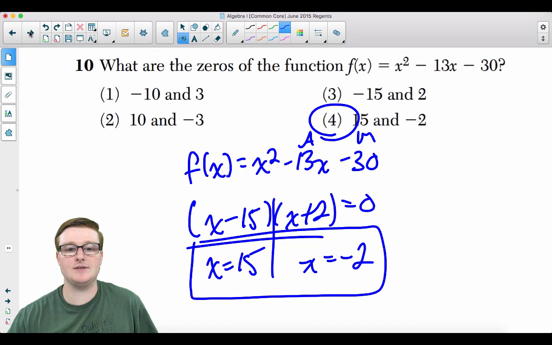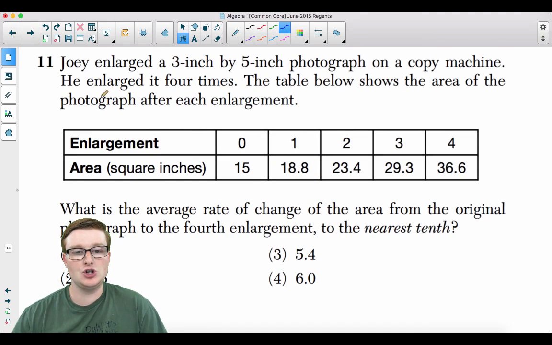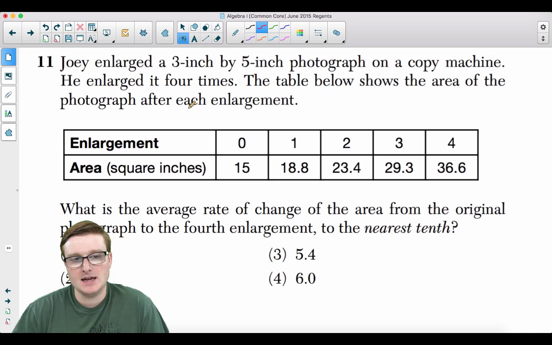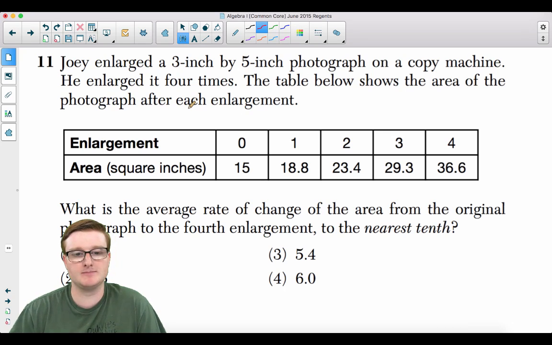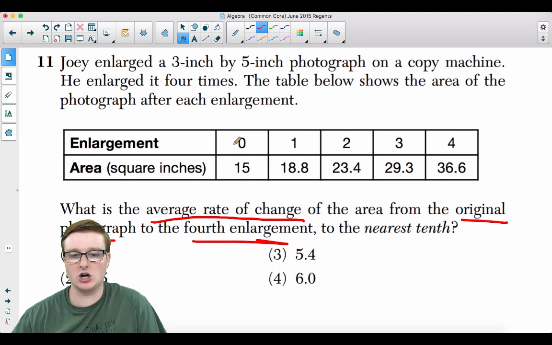Moving on to number 11. Joey enlarged a 3-inch by 5-inch photograph on a copy machine. He enlarged it 4 times. The table below shows the area of the photograph after each enlargement. What is the average rate of change of the area from the original photograph to the 4th enlargement? So this is the original, that's the 4th enlargement.